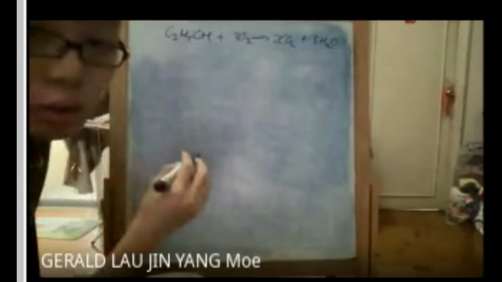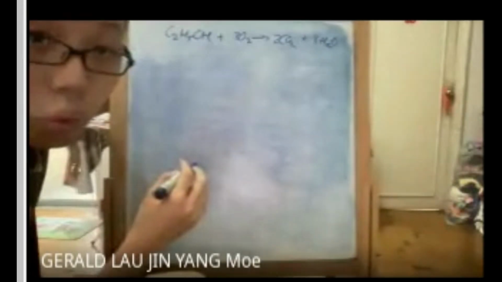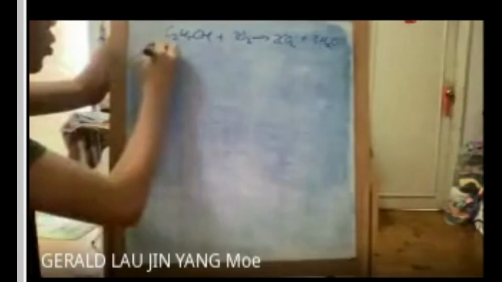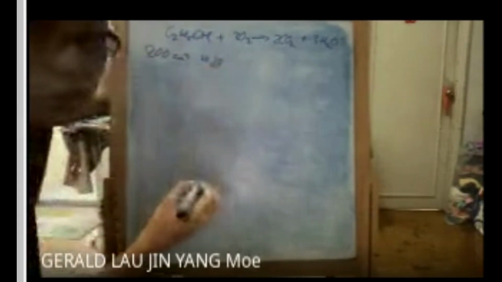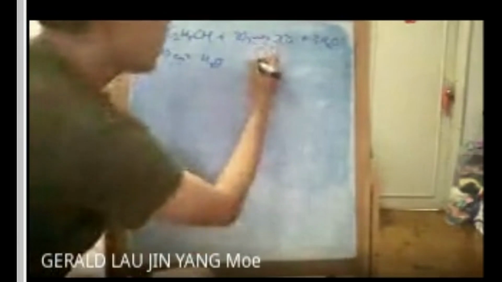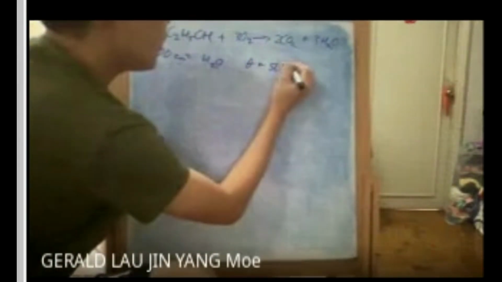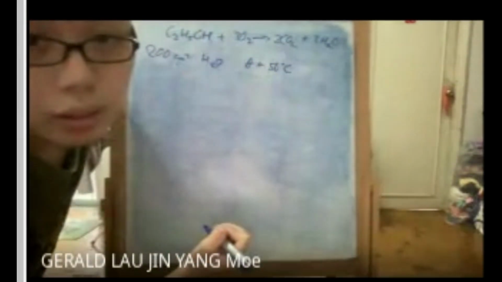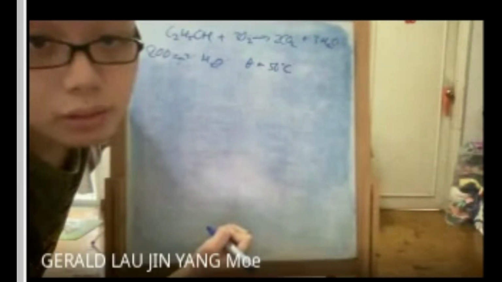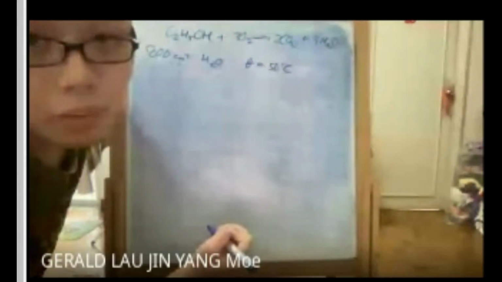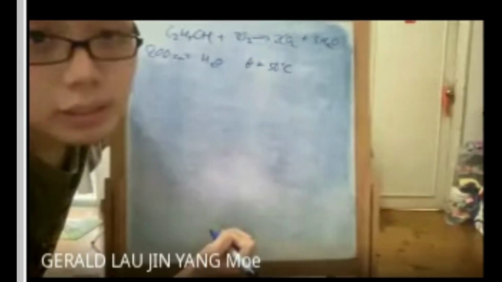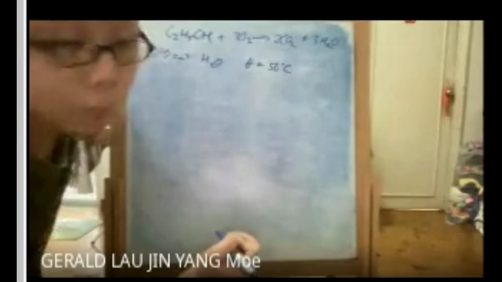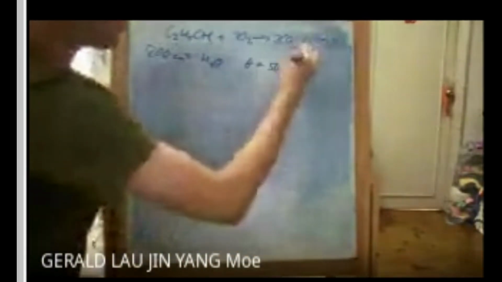Now they say, okay, 200 cm3 of water is used. The temperature increase theta is 50 degrees Celsius. Mass of ethanol: let's say the mass lost is 1.38 gram. Mass of ethanol.